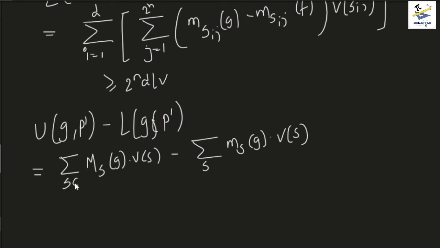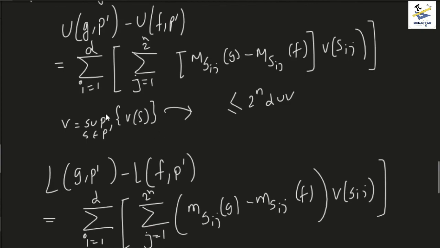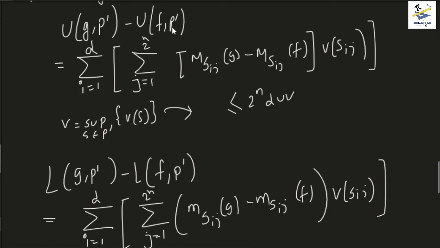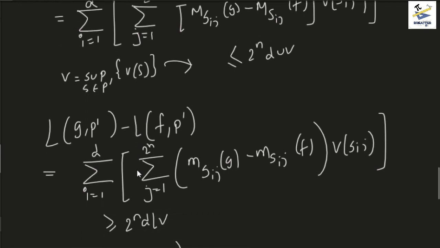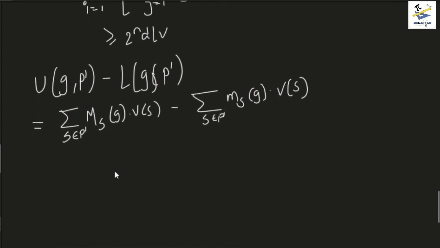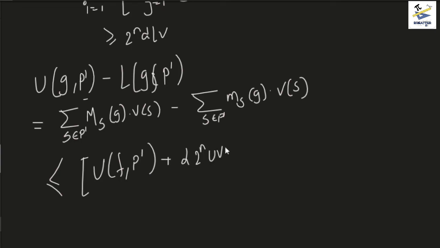Right. And from these above two, what we can see is that u of g comma p prime minus u of f comma p prime is less than or equal to this, and this is less than or equal to this. So obviously this would be less than or equal to this. So u of g comma p prime is less than or equal to u of f comma p prime plus d into 2 to the power n into uv, right?